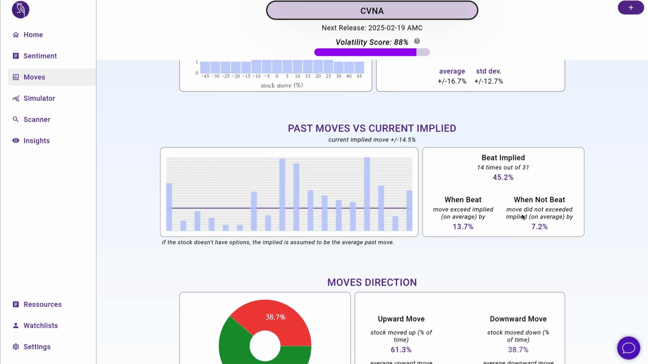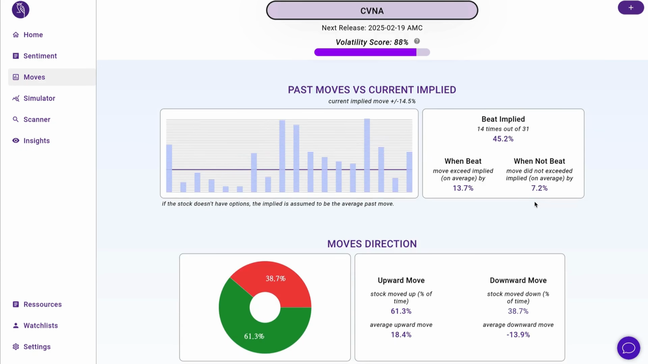This is a good signal for us because we see that this amount, the 13, is pretty much double the 7, and it means that even when it misses, basically, or does not beat the expected move, it does not miss it by a lot. While when it does exceed it, it exceeds it by a lot, double what it misses it by on average. So these are the type of stats that we like to keep in mind when we prepare for these strategies.